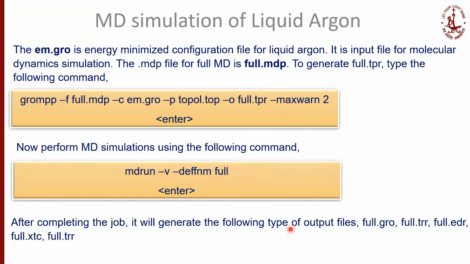So once you are done, you will get different types of output files. You will get full.gro, full.xtc, full.log, full.trr, full.edr. Full.gro will be your output structure file. Full.edr will contain all the energy related data. Full.xtc and TRR will contain the trajectory files. Once you have the XTC file, there are different properties you can calculate.